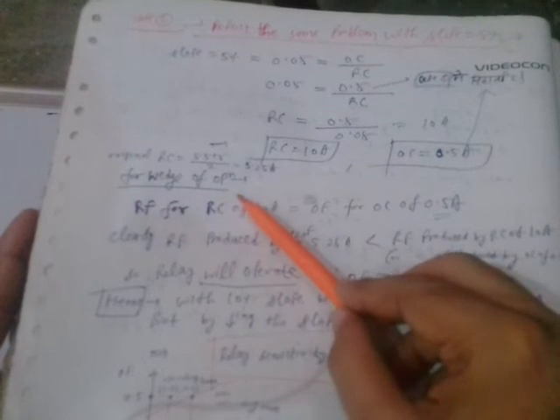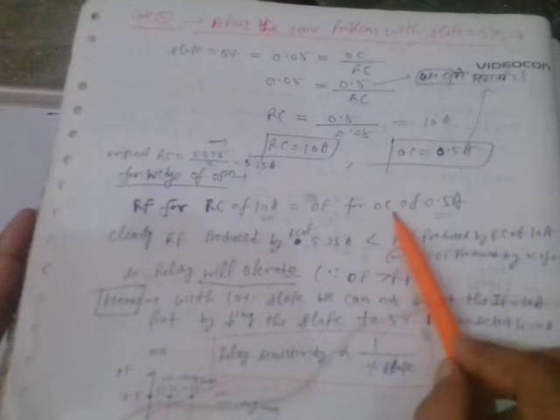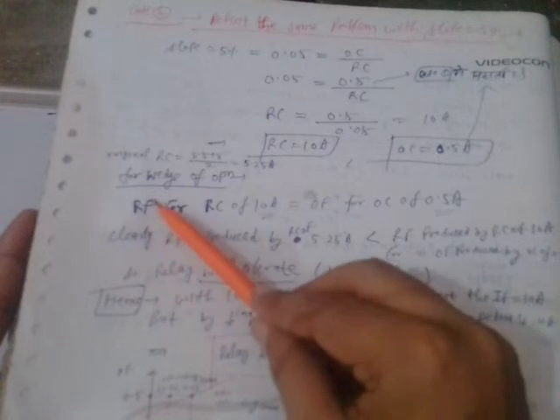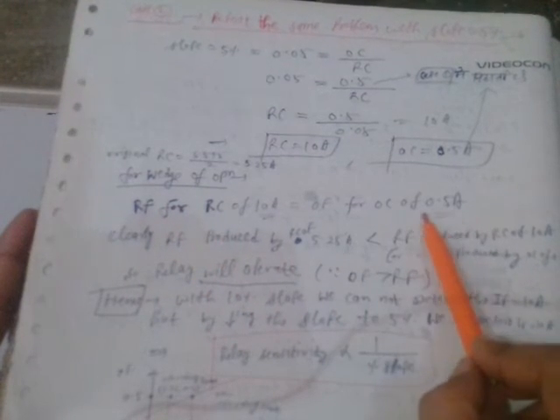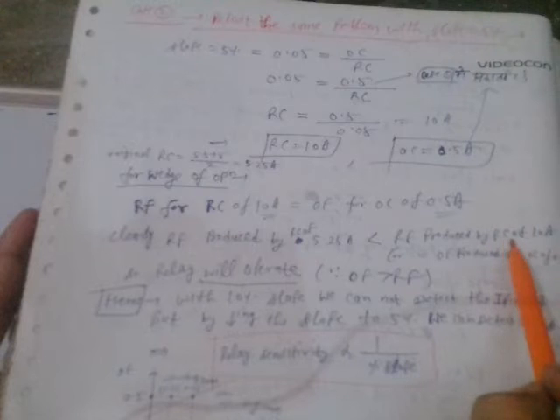So for the verge of operation, a restraining force for restraining coil current of 10 ampere is equal to operating force for operating coil current of 0.5 ampere, right? That is verge of operation condition. So clearly restraining force produced by restraining coil current of 5.25 ampere is less than restraining force produced by restraining coil current of 10 ampere.